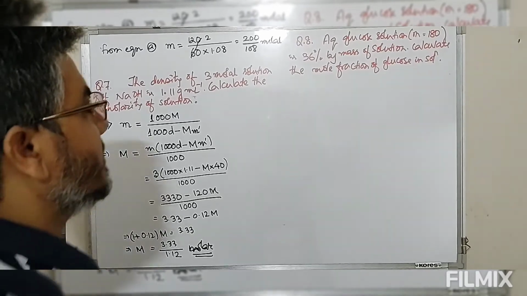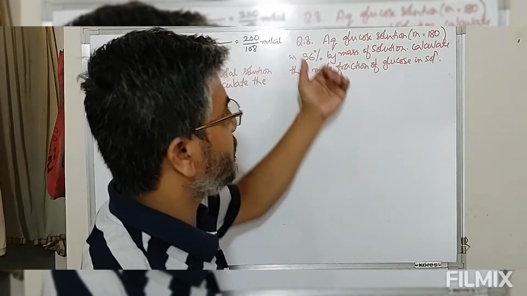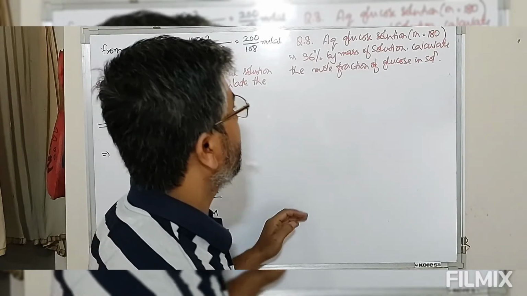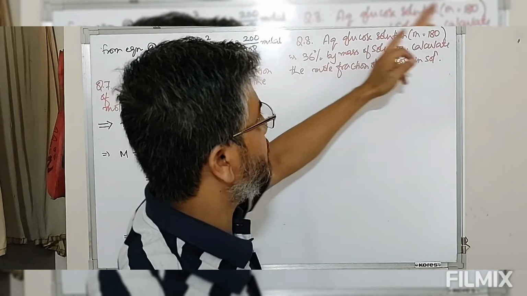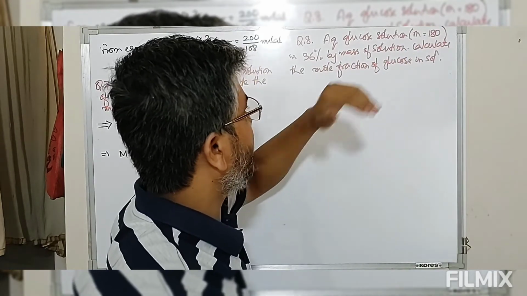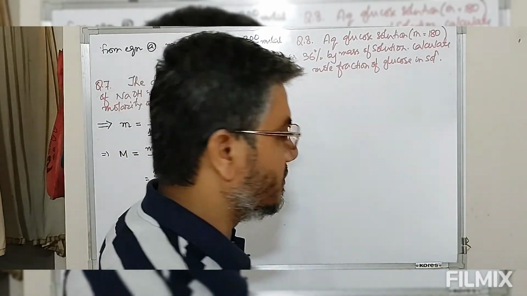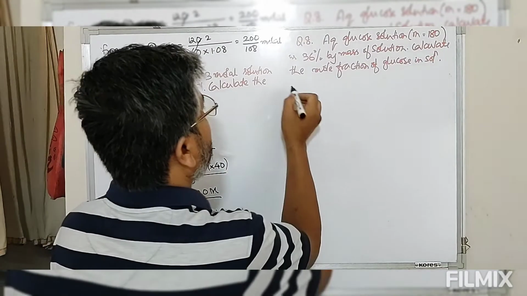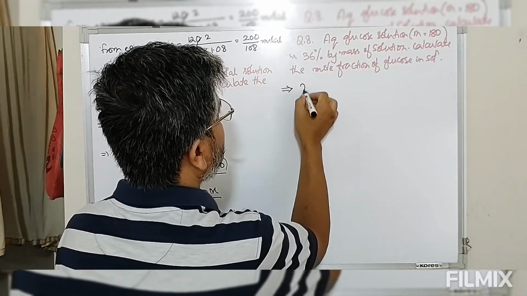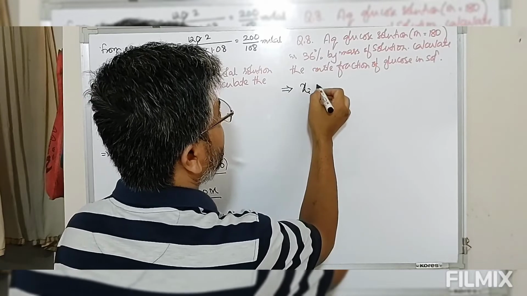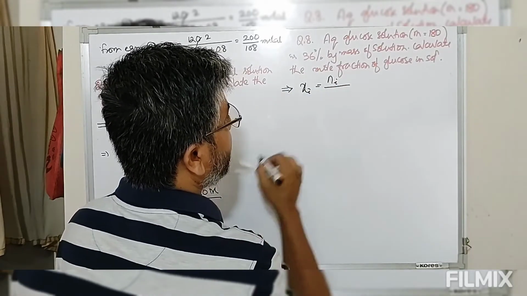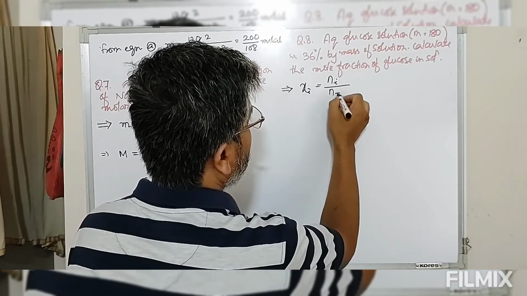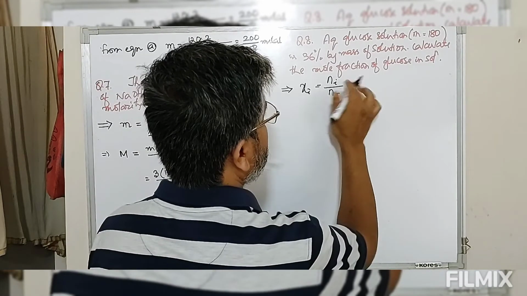Now coming to the next problem, we have an aqueous solution of glucose which is 36% by mass. Molar mass of glucose is given as 180. We have to find the mole fraction of glucose in the solution. Now first of all, the mole fraction of the ith component is defined as number of moles of the ith component divided by total number of moles. So this is the mole fraction.